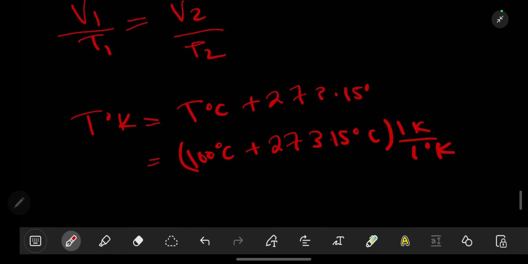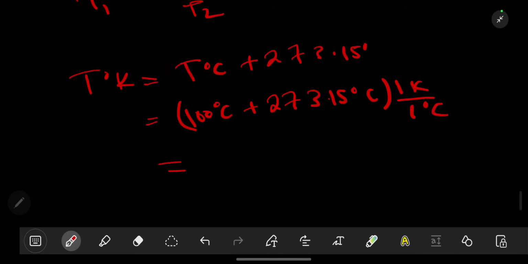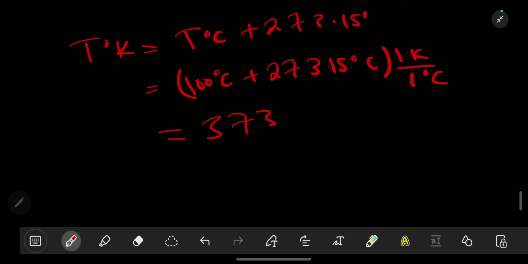If you want, you can just add directly without this if your lecturer is not strict. So we put the C here so that the C's can cancel there. So we have our 100 plus 273.15. This is going to give us a value of 373.15 kelvins, like that.